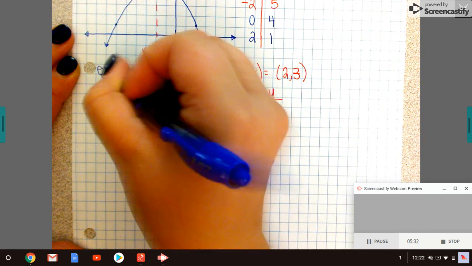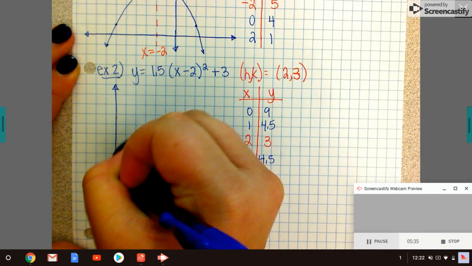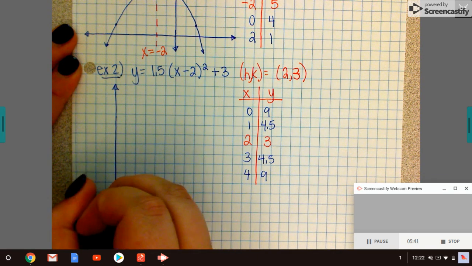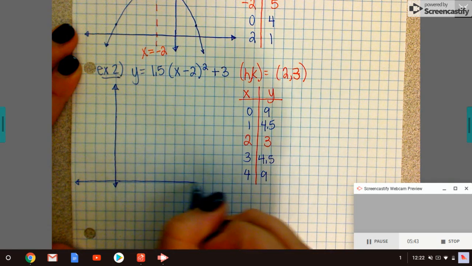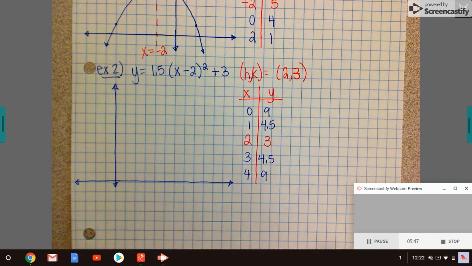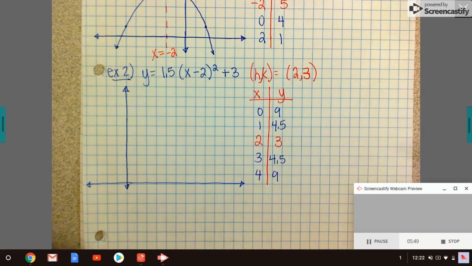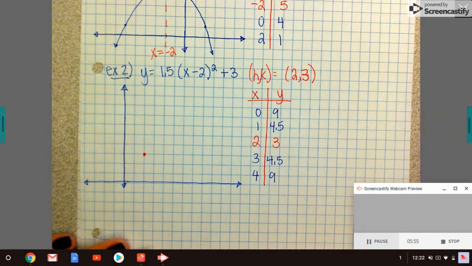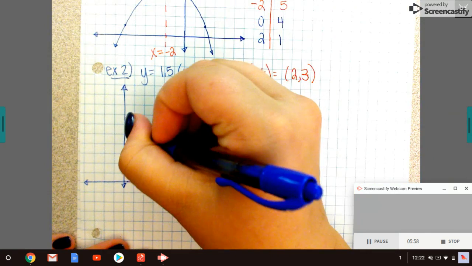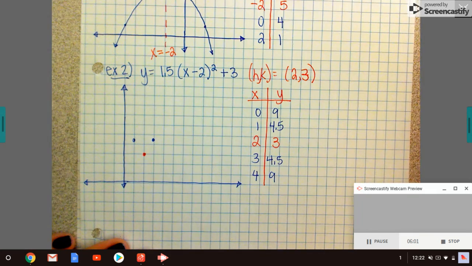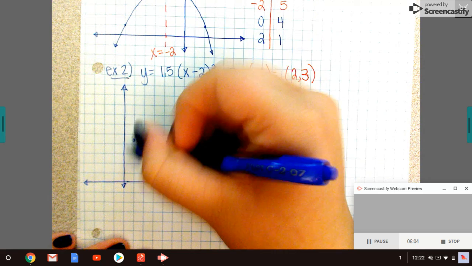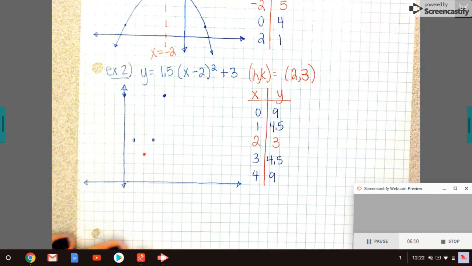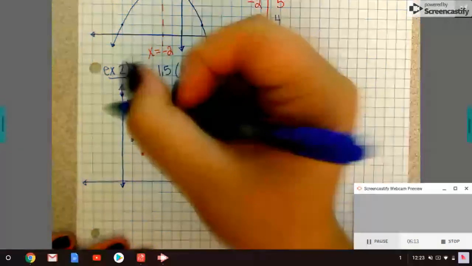Let's plot our points. So let's see. I'm mainly going to be in the first quadrant here. It's going to be skinnier than normal because our A is 1.5. And it's shifted up, so I want to give myself room to get all those points in there. So I need to go up to at least 9. So let's plot. We've got 2, 3. We've got the point 1, 4.5. 3, 4.5. 0, 9. And 4, 9. So there's all of my points. We can connect them.